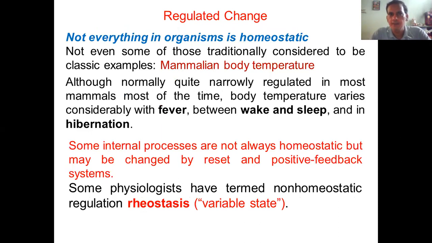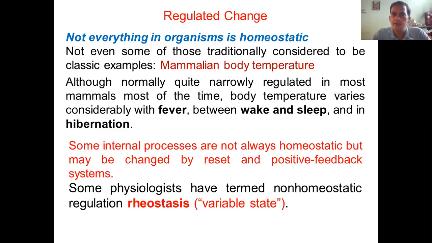Regulated change. So not everything in organisms is homeostatic. Usually we talk about the prevailing body temperature. That body temperature could be maintained, and we say that this is a homeostatic condition. However, this homeostatic condition is not always maintained. It is usually disturbed when the body temperature varies in case of fever. So when a person has a fever, the body doesn't try to bring it down.